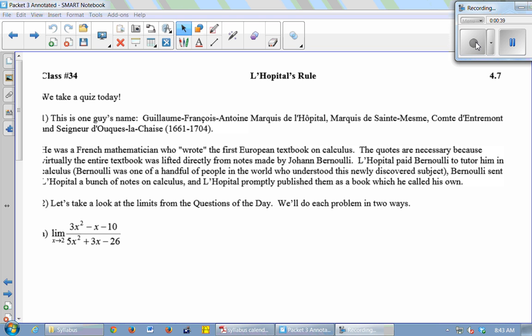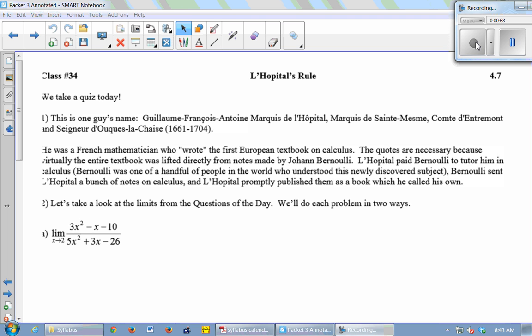So he was a French mathematician. He wrote the first European textbook on calculus. Quotes around the word wrote because virtually the entire textbook was lifted directly from notes made by another mathematician named Bernoulli.